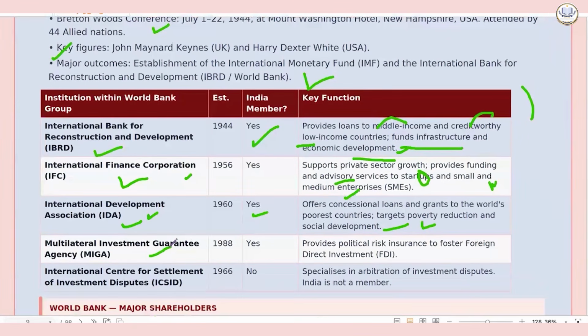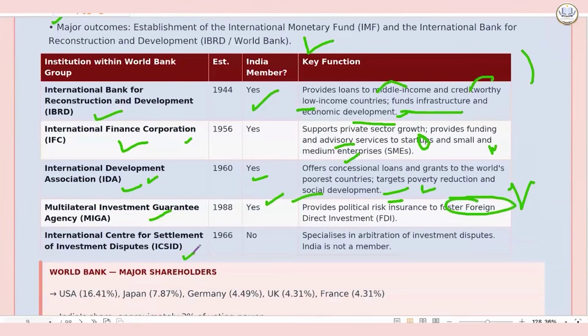Then we have the Multilateral Investment Guarantee Agency, MIGA. It was established in 1988. India is a member. It provides political risk insurance to foster foreign direct investment, FDIs. We have the International Centre for Settlement of Investment Disputes, and India is not a member of it. So that is why it is important. It specializes in arbitration of investment disputes. India is not a member.